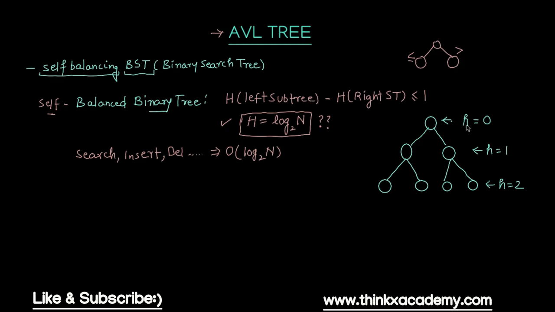At height 0 we have 1 node, which is 2 raised to the power 0 nodes. So there is only one element at height 0, and I can represent it as 2 to the power 0. At height 1, I can write 2 to the power 1, which is 2 nodes, and at height 2 there are 2 to the power 2 nodes, which is 4. This sequence goes on and on until 2 to the power h equals n.